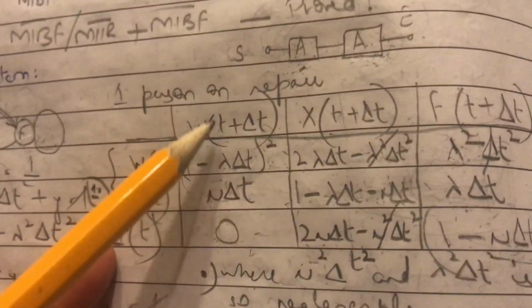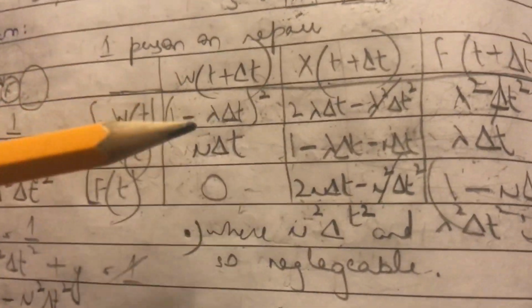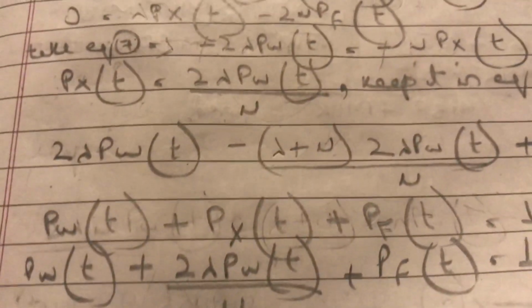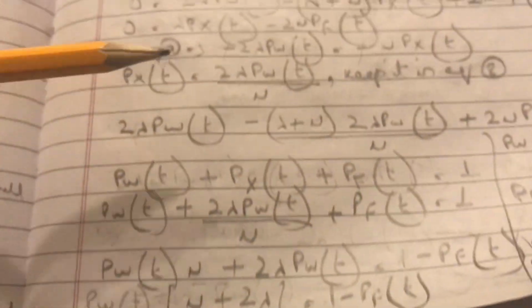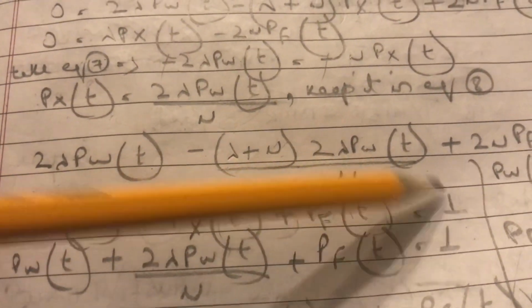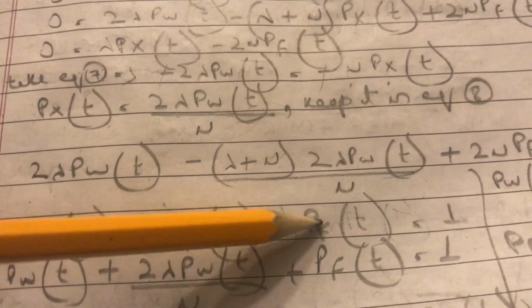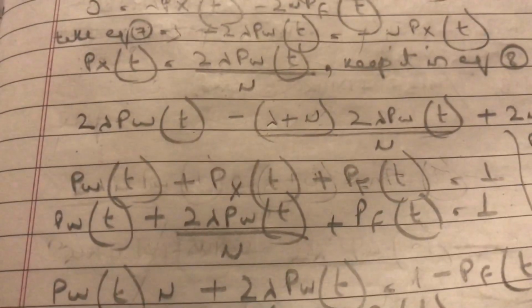All these are getting summed up and they are equal to 1. So that was our theorem, that is the rule for this table. So we have written this here where it is. We have written this the same as we said before, that pw of t, px of t and pf of t equals 1.